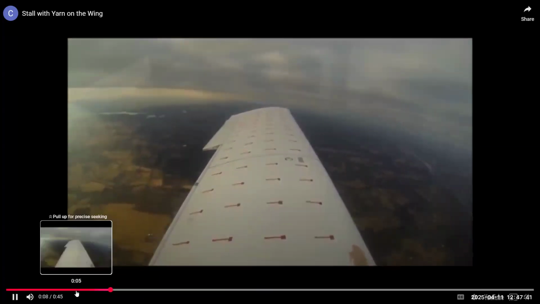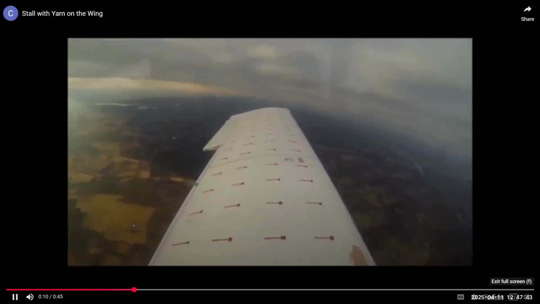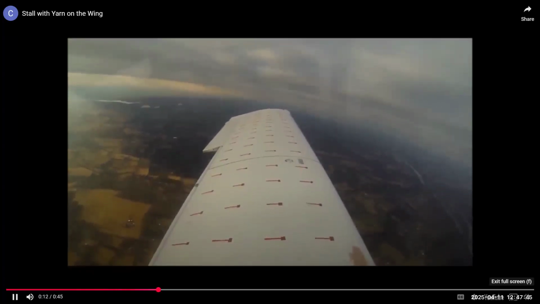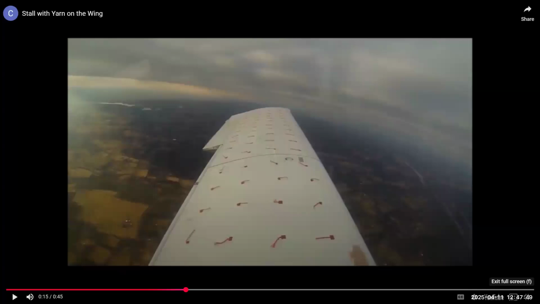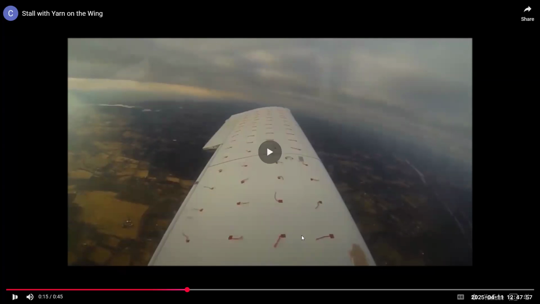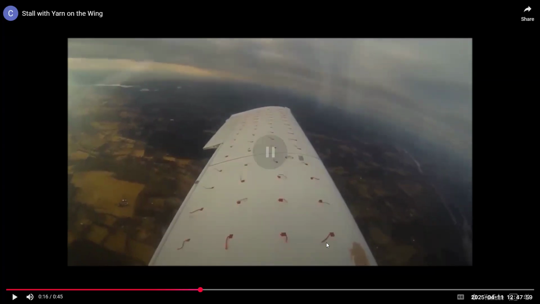So once again, you're looking here. You see the other ones over there? Are they still creating lift? Yeah. Is this one creating lift? No. Is this creating lift? No. Is that creating lift? That's why they say it starts at the roots.